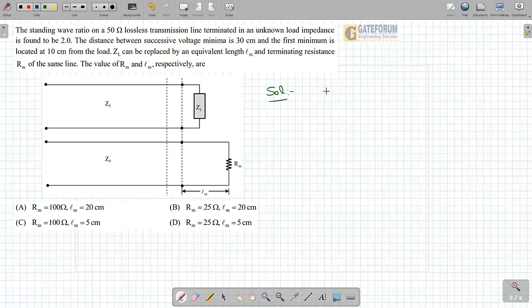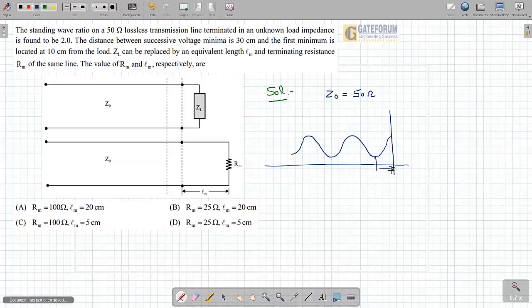See, the characteristic impedance is given as Z0, which is equal to 50 ohm. Okay. And if you see this condition, it's like this. The first minima is occurring at a distance of 10 centimeter, right? And located from the load ZL. So here there is ZL.